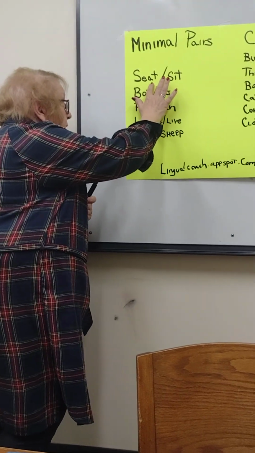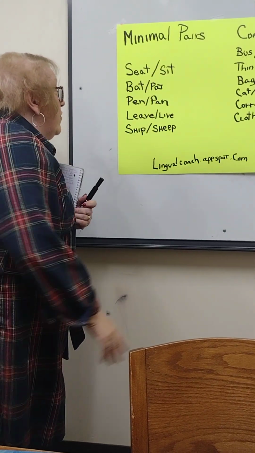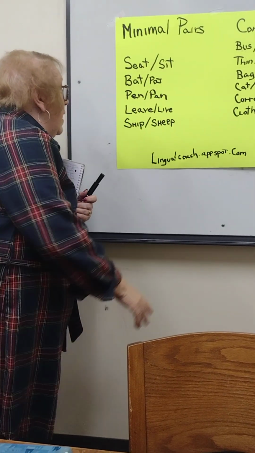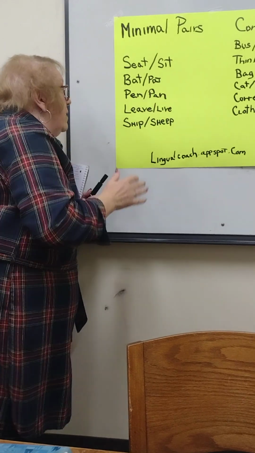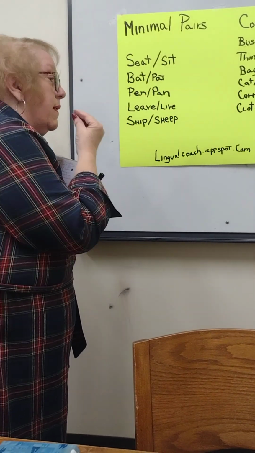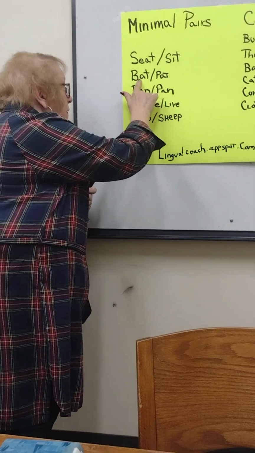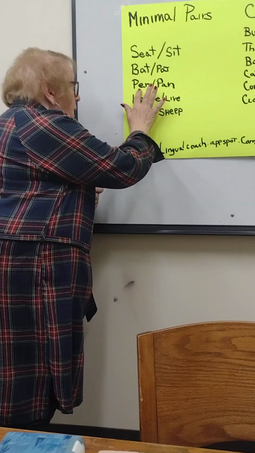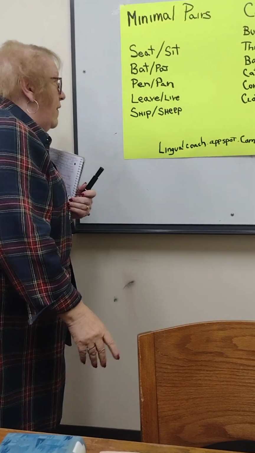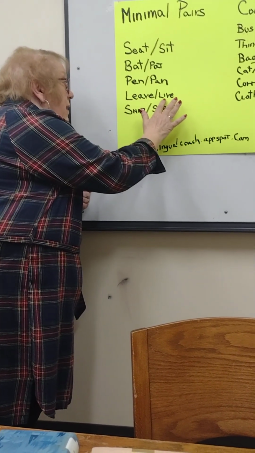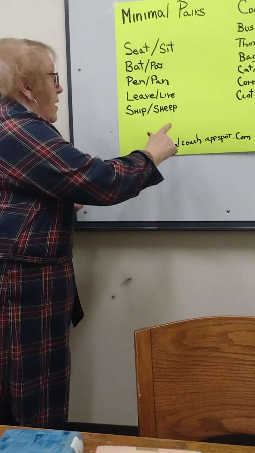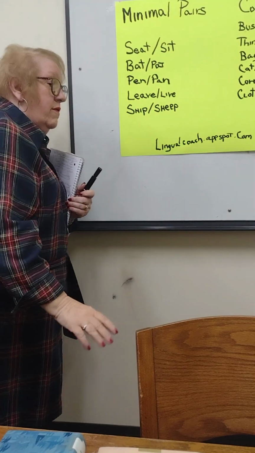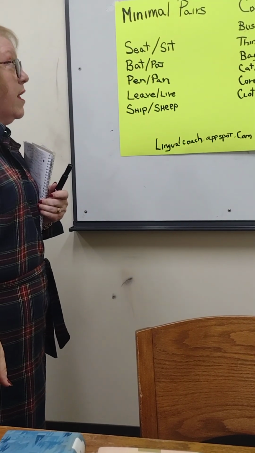So they are seat, sit. So you can tell the difference. This is like a long E. This is a short vowel, I. Bat, pat. There's a little subtle difference between the B and the P, but the vowel, the A in the middle, is primarily the same. Then pen, pan. Then leave, live. Or you could say live, which would be the long I. And then ship and sheep. So you might want to write those down and just practice them.